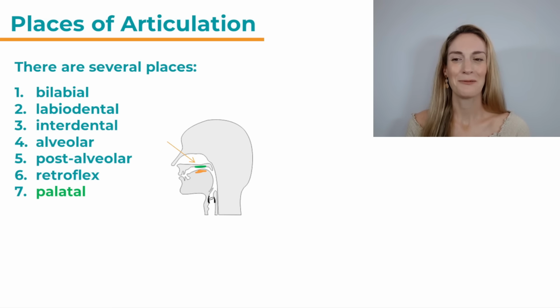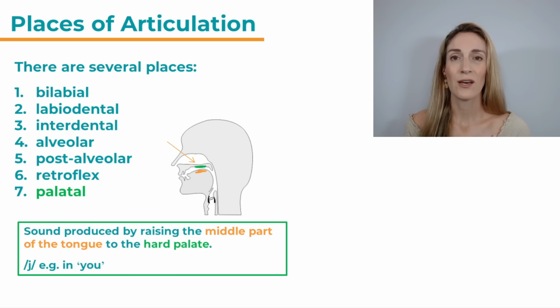Number 7, we have palatal. Again, this is a place to describe sounds. It's your palate really in your mouth, and you can see it in green in the cross section. So those sounds are produced by raising the middle part of the tongue. Again, I showed this in yellow, to the hard palate. So the hard palate is the bit in the middle, really, the roof top of your mouth, you could say.